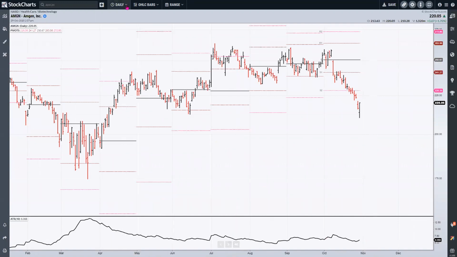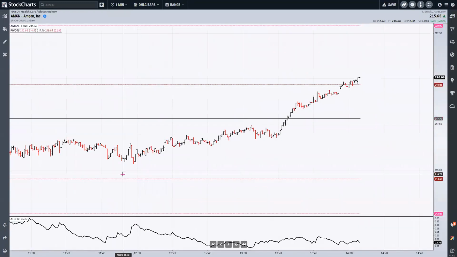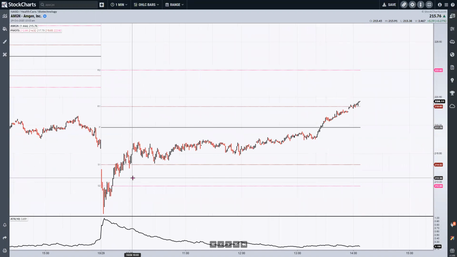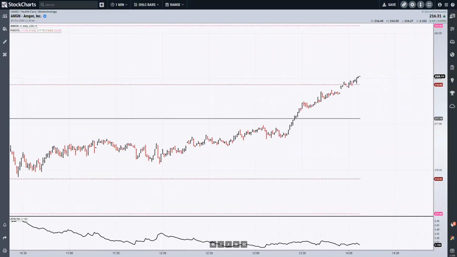Now we're going to go back to the 1-minute chart because I'm going to show you how we can use this to determine whether or not we should be a buyer or a seller, whether we want to follow the trend down or we want to see if this stock, after the good earnings, actually flips and reverses. So what we're going to do here is zoom out a little bit.